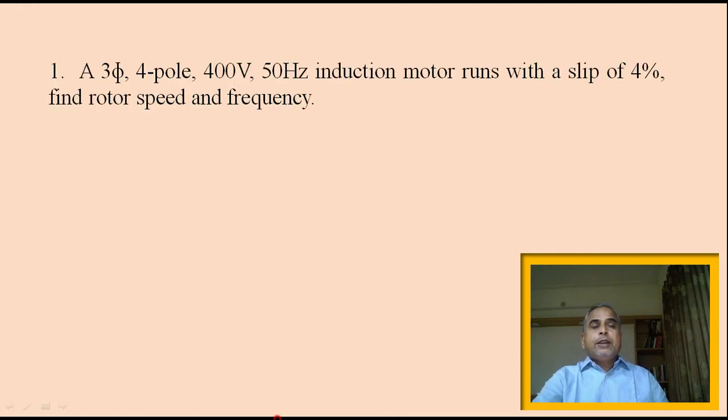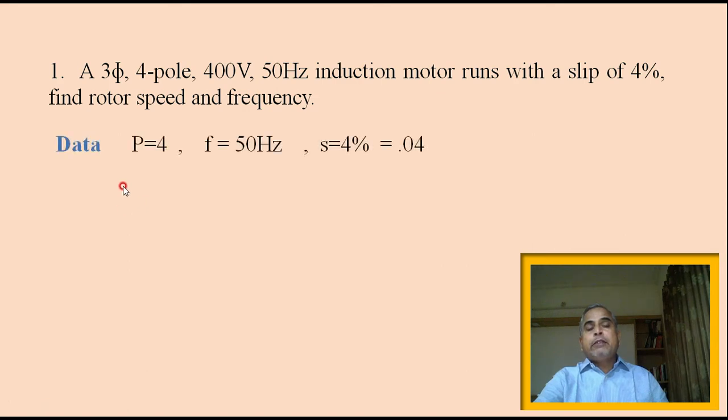The first numerical, the statement given is: a three-phase, 4-pole, 400 volt, 50 Hz induction motor runs with a slip of 4%. Find the rotor speed and the frequency. The first step is to list the given data. What is the data given?